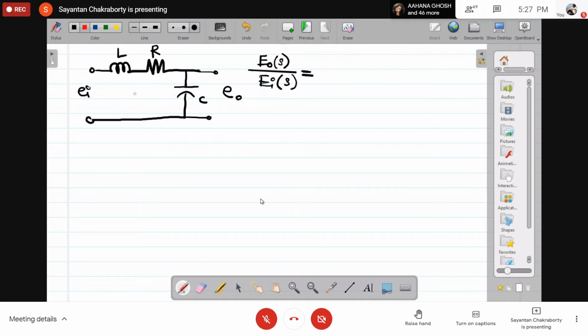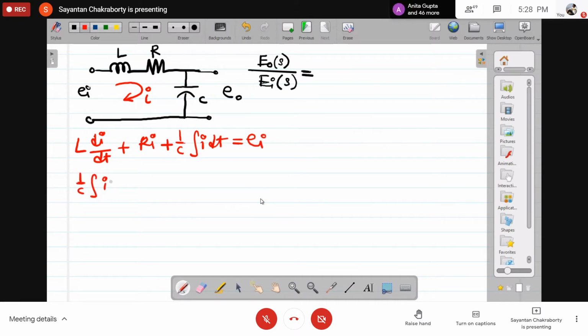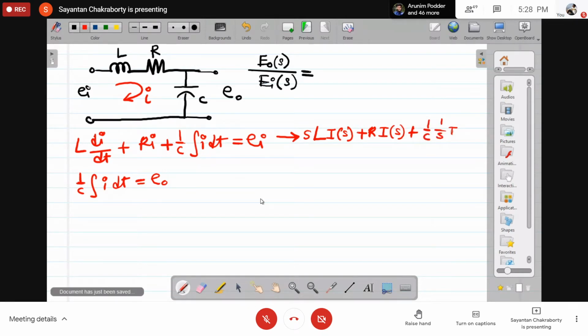So what we will do? We shall consider this in the Laplace domain, and a current will be flowing like this. First, let us write down the mathematical model. If you apply KVL over here, L di/dt plus Ri plus 1 by C integral of i dt is equal to Ei. And E0 is 1 by C integral of i dt. Taking the Laplace transform, this will give you sL I(s) plus R I(s) plus 1 by C, 1 by s, I(s) is equal to Ei(s), with zero initial conditions. Obviously, that is the primary thing.